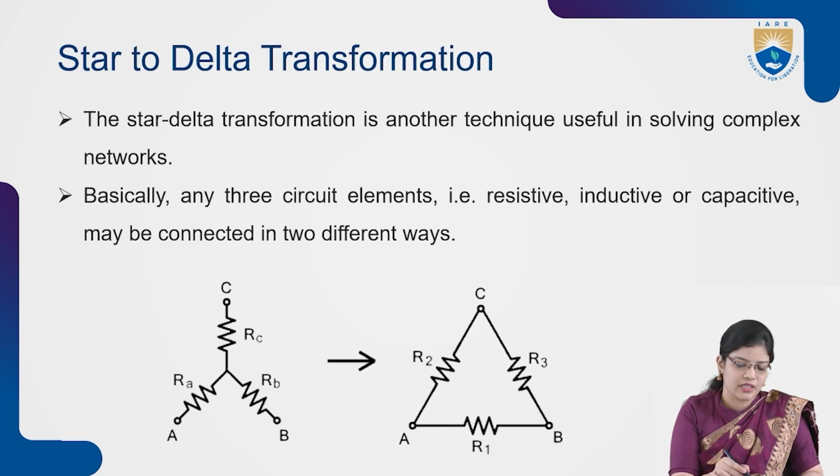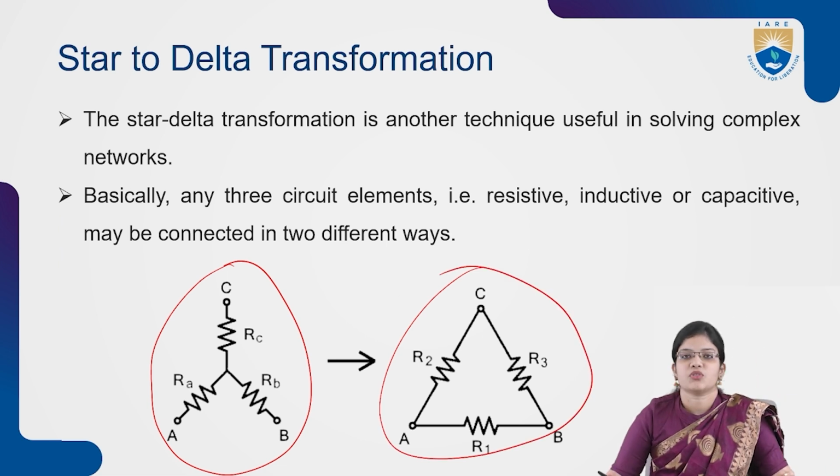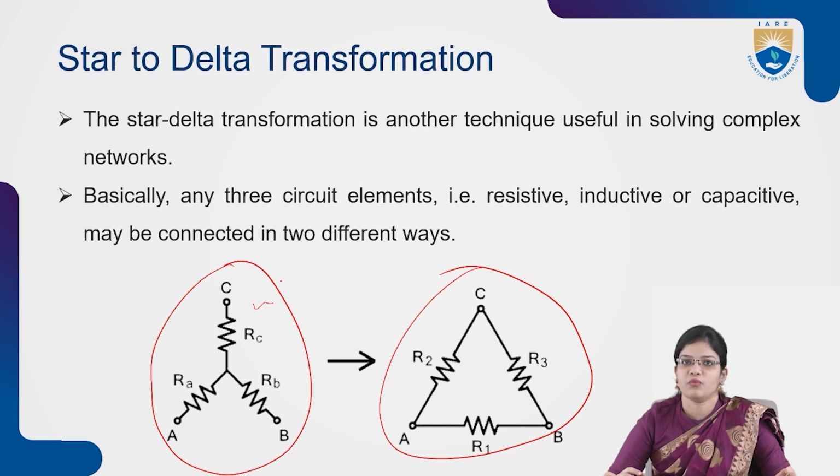So this is the basic network of star and this is the basic network of delta. So in the upcoming topics, we will be having this type of connections like star and delta. If the circuits contain star connection and delta connection, we are going to learn how to convert this star to delta and delta to star.